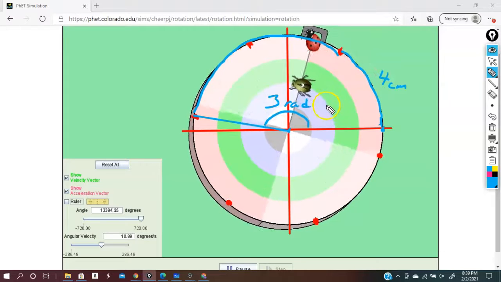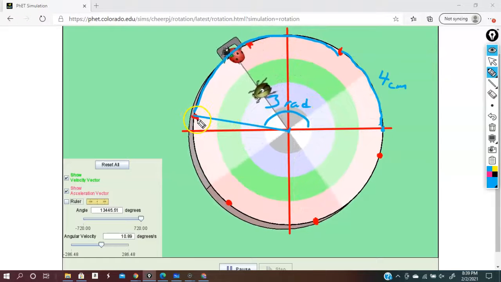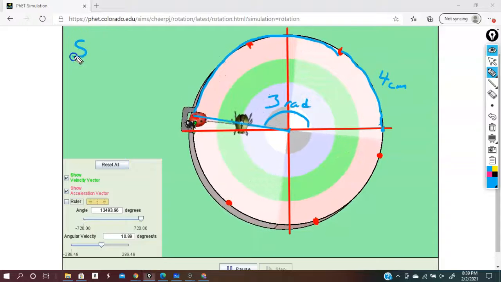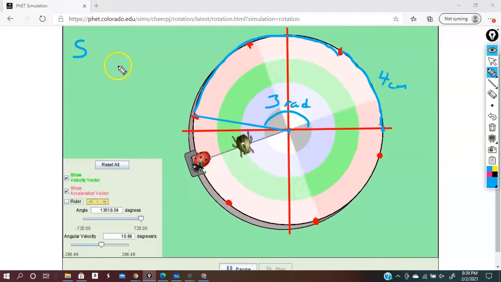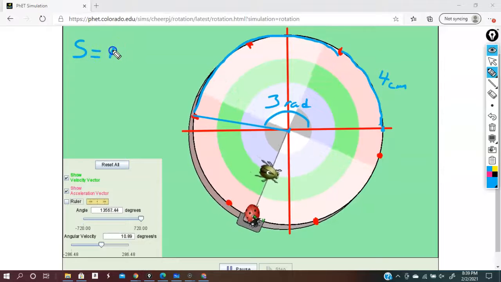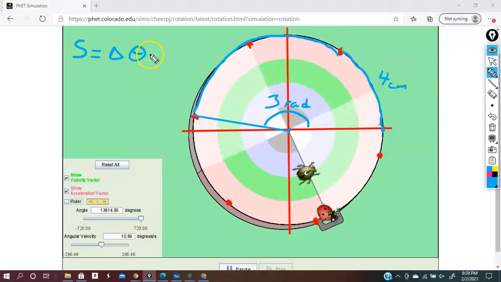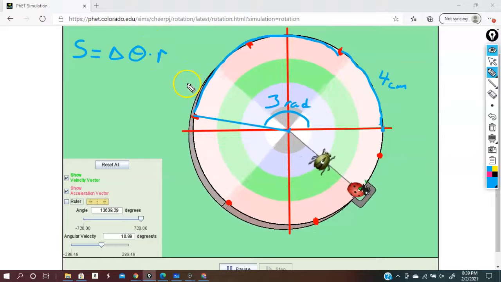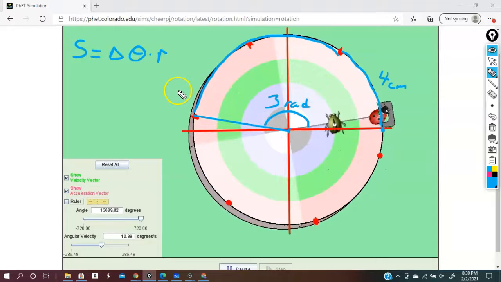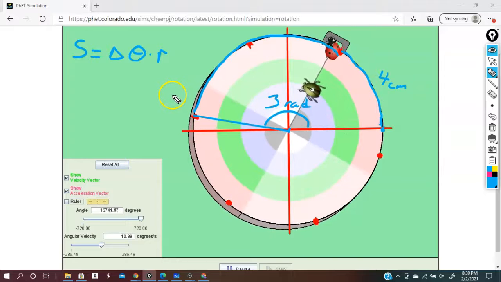Now if I want to turn that into a distance, how far did that beetle actually go? It's really easy as long as I measure my angle in radians. This is called an arc length, and we usually use the symbol S to define that arc length. That arc length is just my angular displacement, how much of an angle I spun around in a circle, times the radius. It's really easy. That's why we use radians in physics for this rotational stuff, because it makes all the conversions much, much simpler.